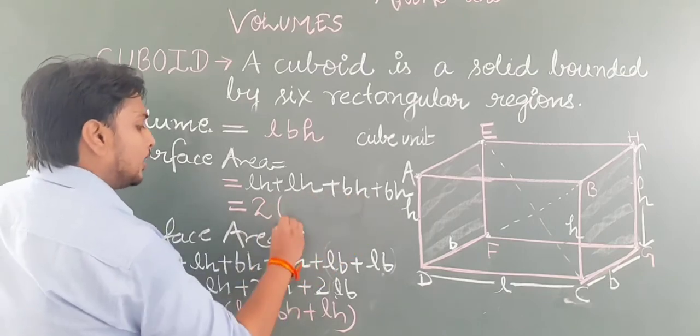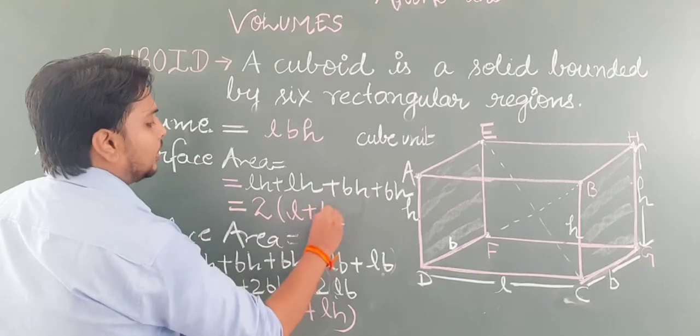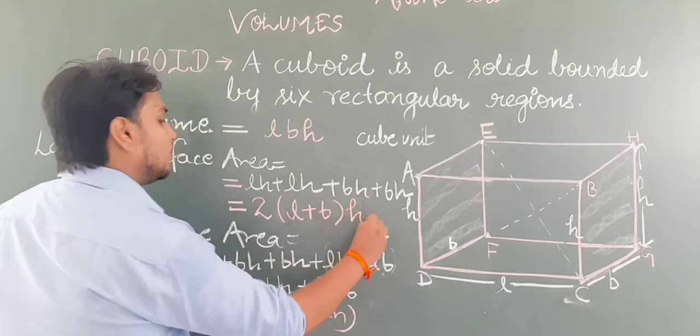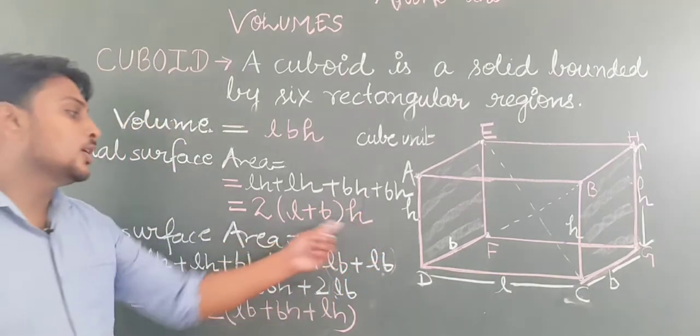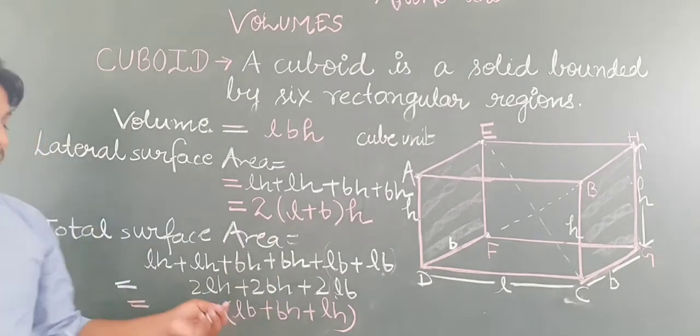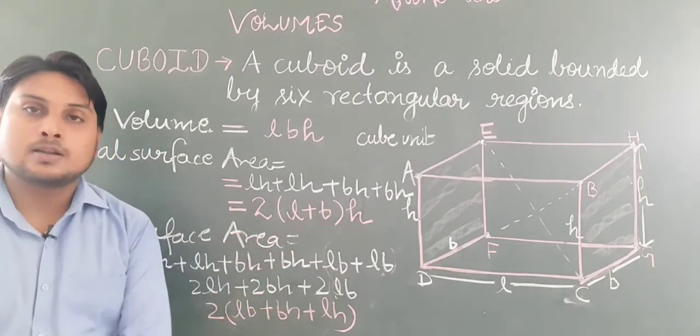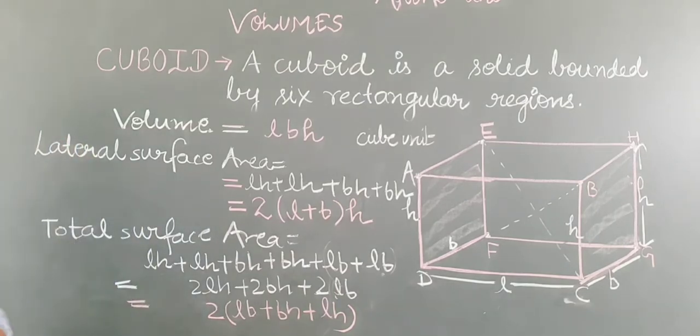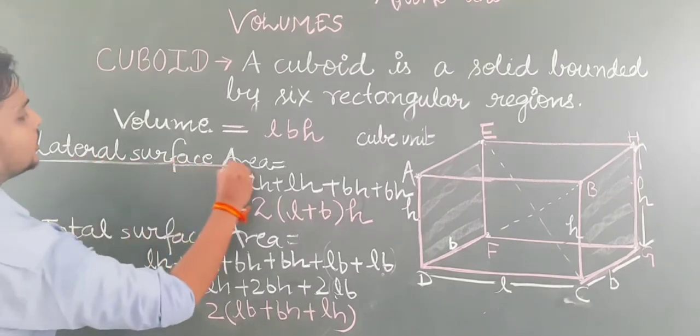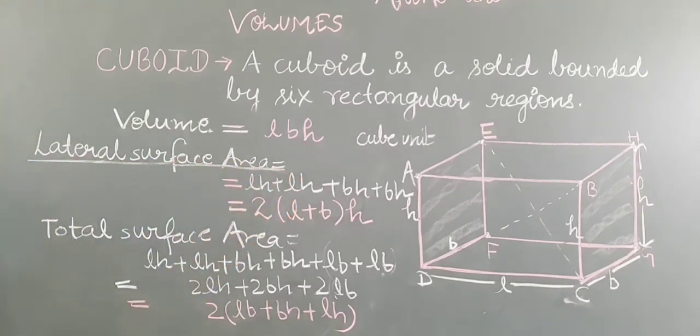H is common. If we arrange them, what will we get? 2 into L plus B into H. You can write this H here also, but it is also correct. 2(L plus B) into H. One more thing I want to tell you, that this lateral surface area is also known as the area of four walls.